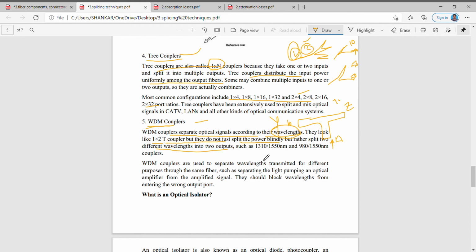So it can split into wavelength ranges, that is 1310 and 1550. It can split into these two wavelength ranges. The power is the same, but the wavelength ranges are different. Okay, I think you are clear about the couplers. These couplers are used to separate the wavelengths transmitted for different purposes through the same fiber. Okay, so this is up to the optical couplers.